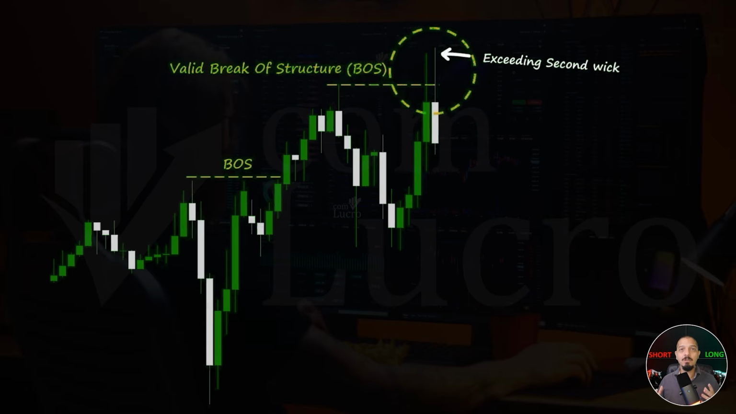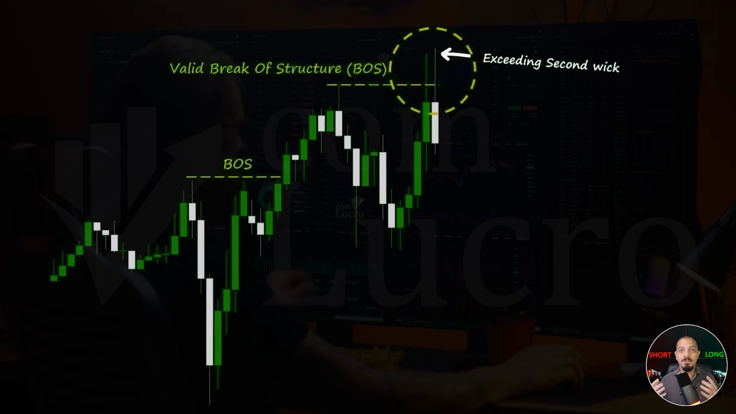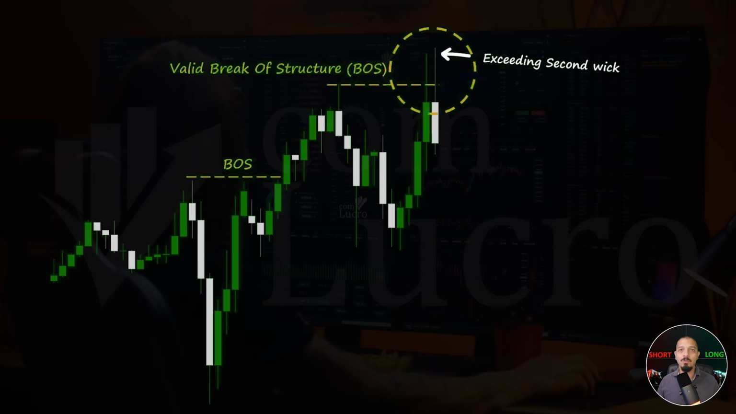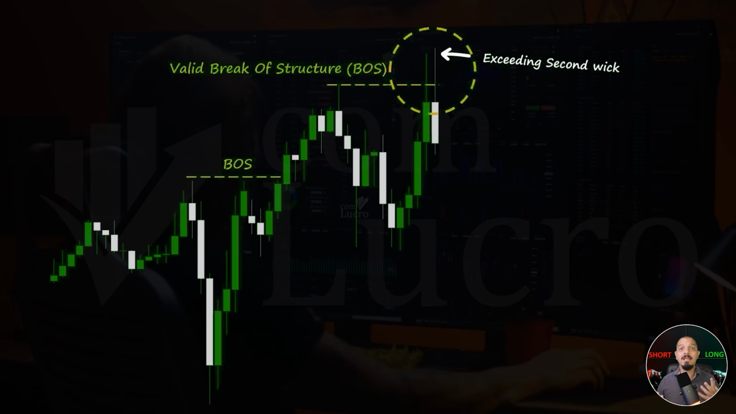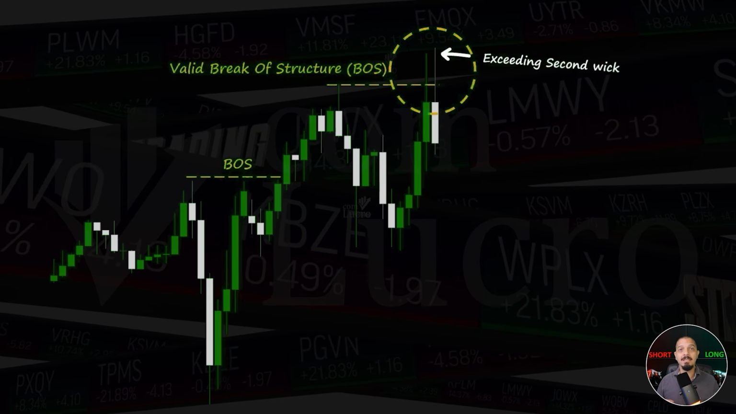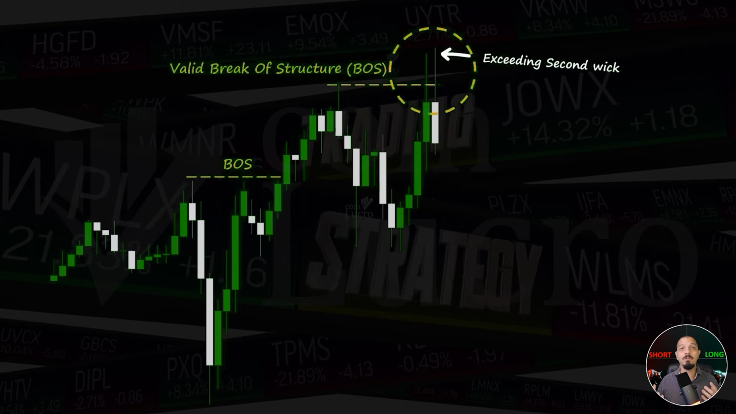Now, let's consider another important scenario. Suppose the price breaks the most recent higher high with a wick, and the body of that first candle closes below the high's range. Then, the next candle's wick exceeds the previous wick. In this situation, we can classify it as a valid bullish break of structure.